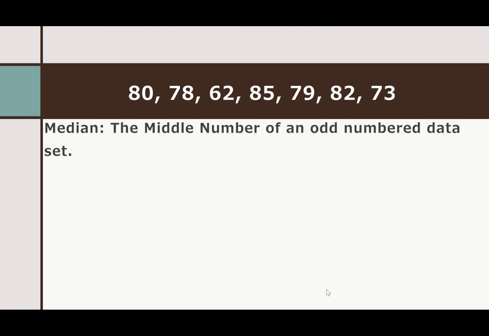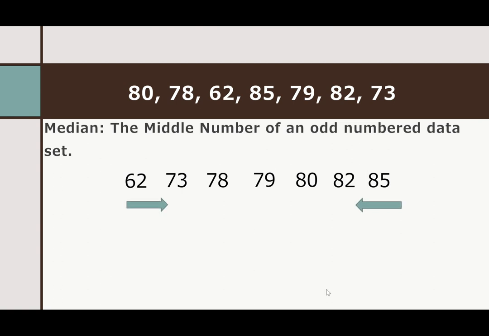What is the median? The median is the middle number of an odd numbered data set. In order to find the middle number, the very first thing we have to do is put the numbers in order from smallest to largest. So I'm going to do that now. 82 and 85. Now that they're in order from smallest to largest, I'm going to count from the outside in, looking for that number that's by itself in the middle. In this case, it's 79.